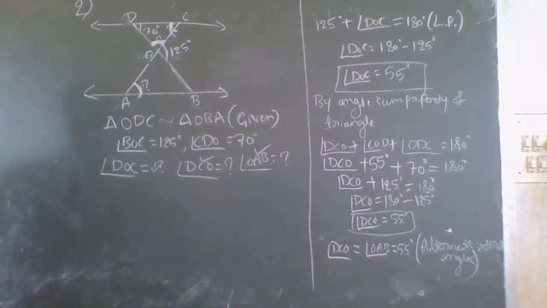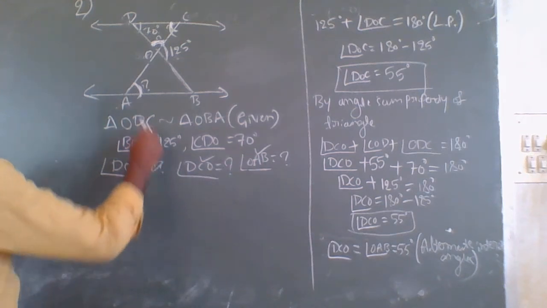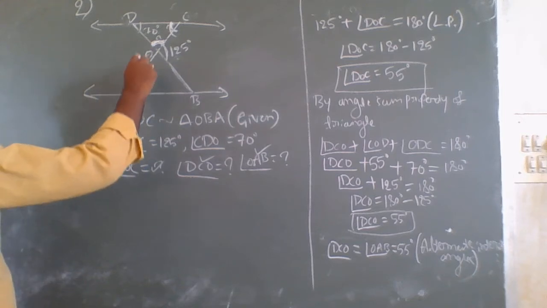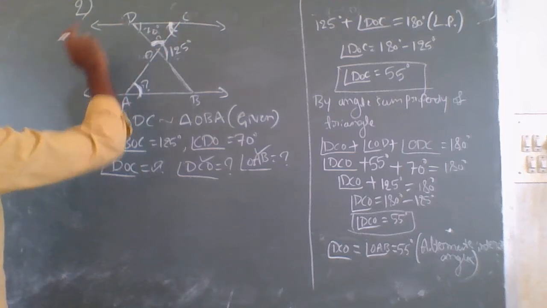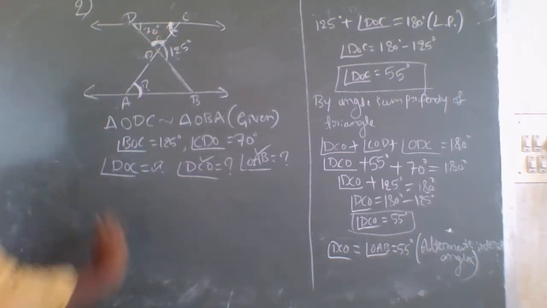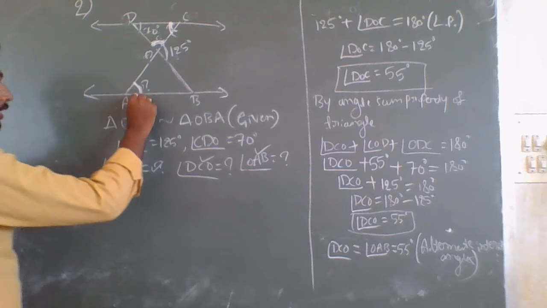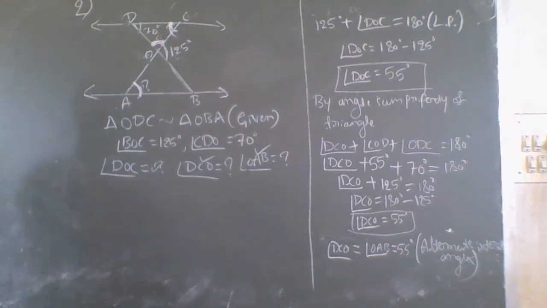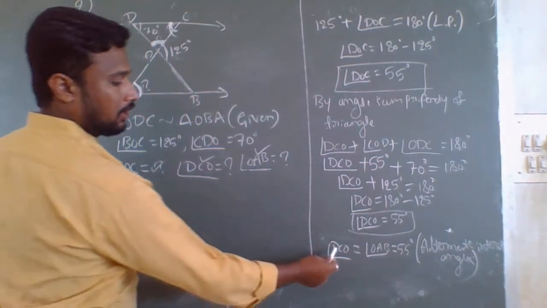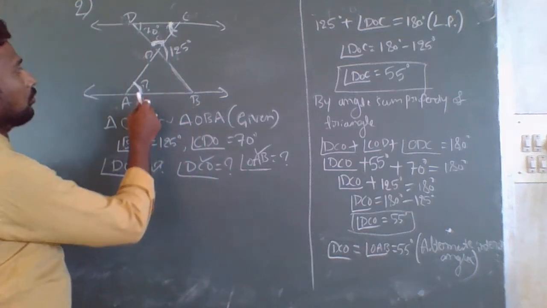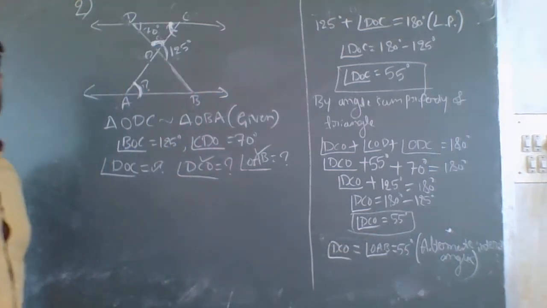Now we can calculate angle OAB, because this angle OAB is alternate interior to angle OCD, because these two triangles are similar, therefore these two angles are alternate interior angles. If these two are alternate interior angles, then we can say that these two angles are equal to each other. Therefore, angle DCO is equal to angle OAB, which is 55 degrees, because of alternate interior angles. This is the second problem.